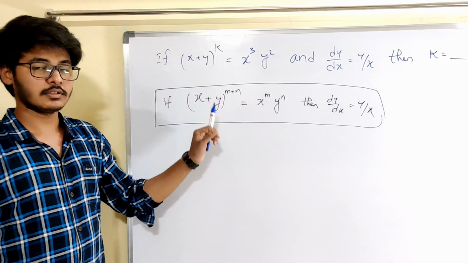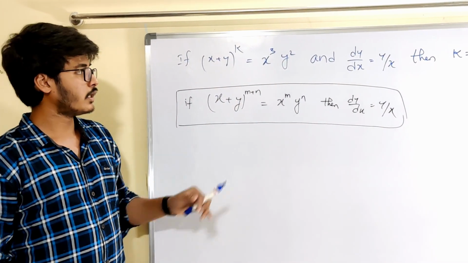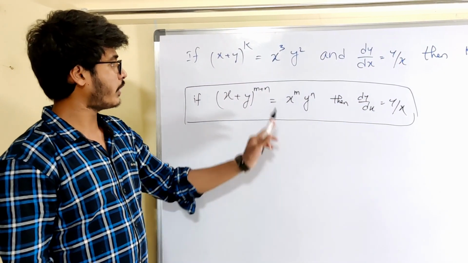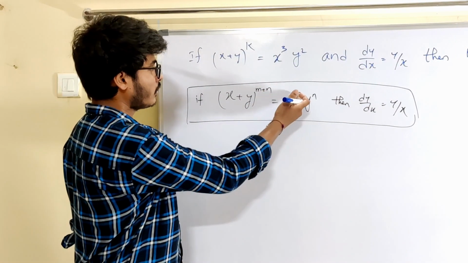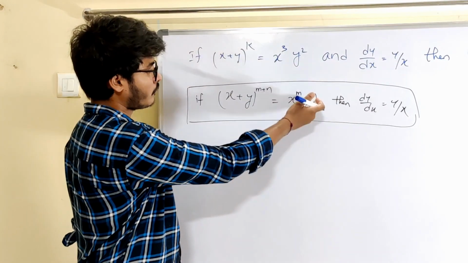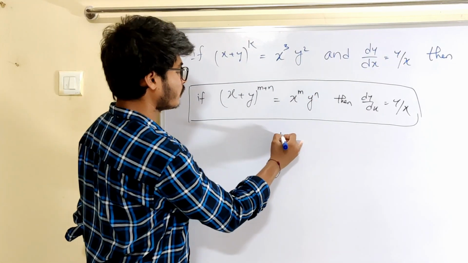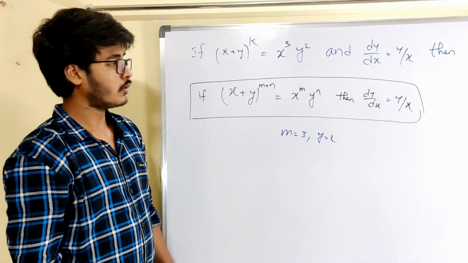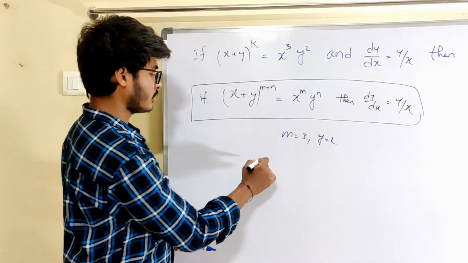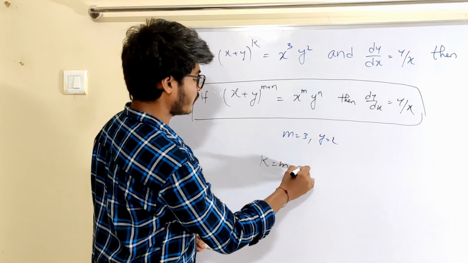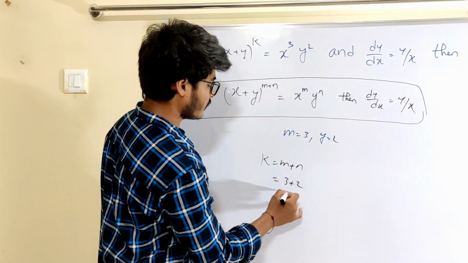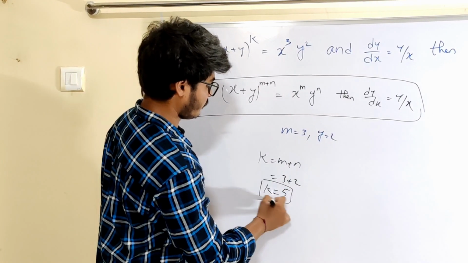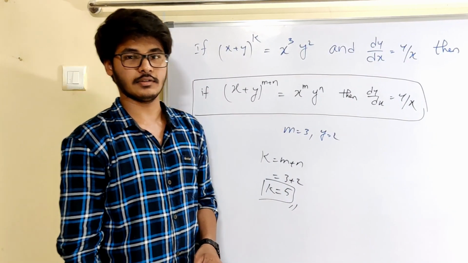The above question is similar to this. Here given dy by dx is y by x, he is asking to find k. As we know, x power m and y power n, here m is equal to 3, n is equal to 2. So k is directly given as k equal to m plus n, which is 3 plus 2. So k equal to 5. This is the required answer.